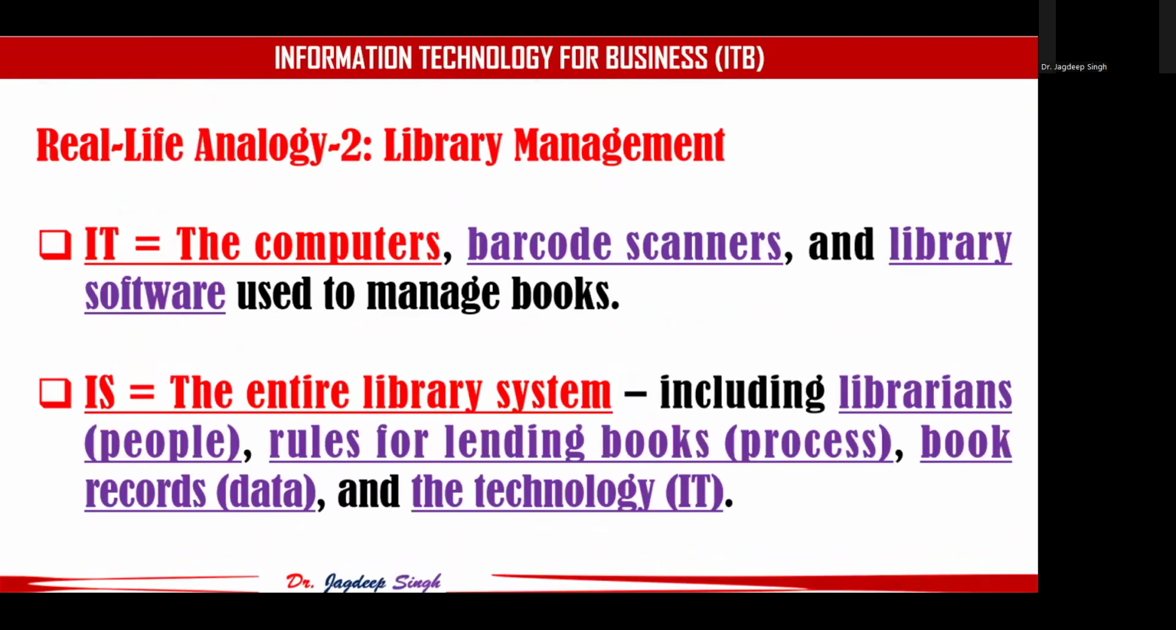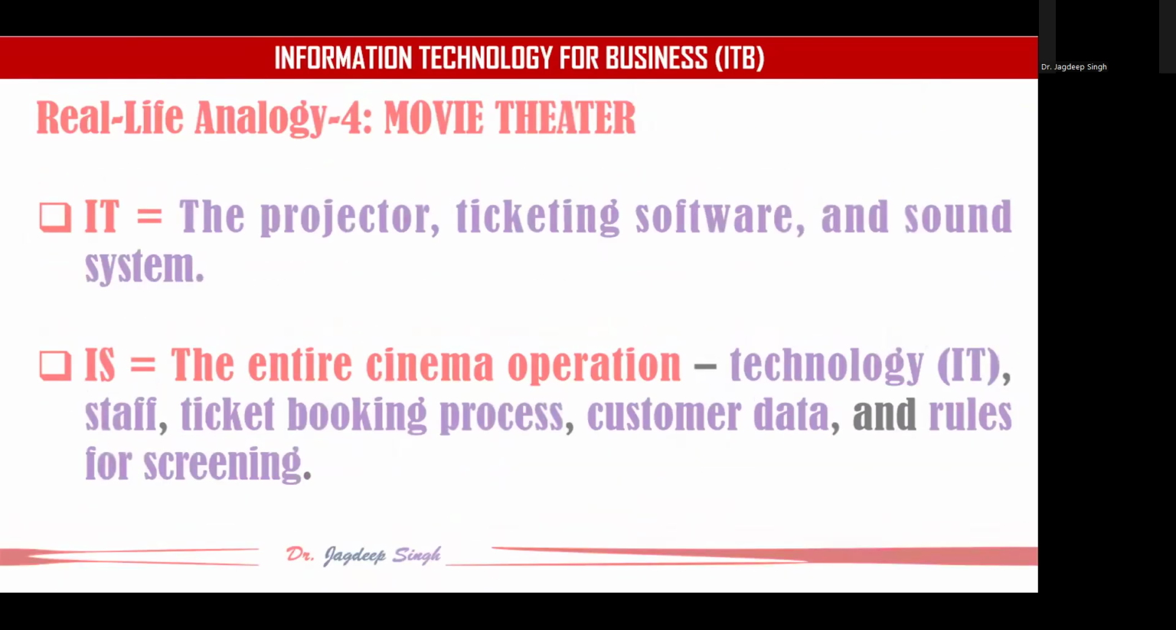Now, the second analogy, library management. IT is the computers, barcode scanners, and library software used to manage books, whereas the information system is the entire library system, including librarians (people), rules for lending books (process), book records (data), and the technology (IT).